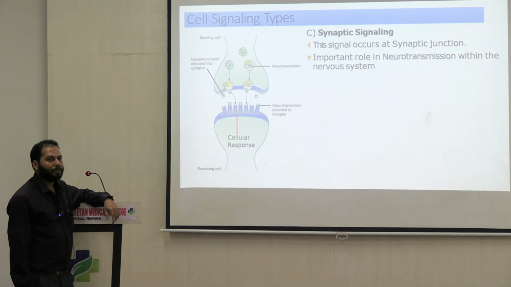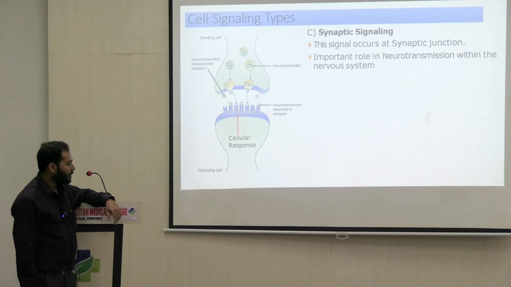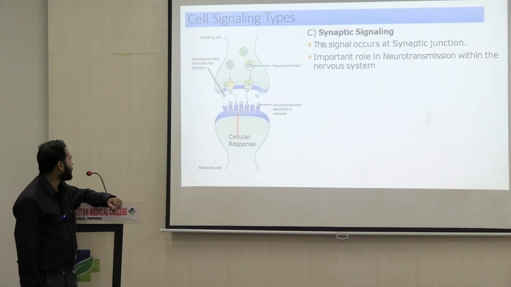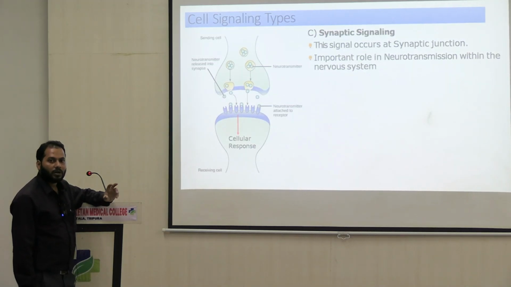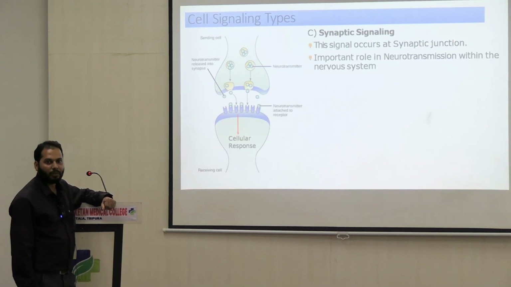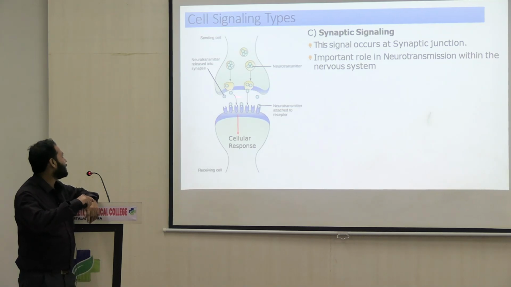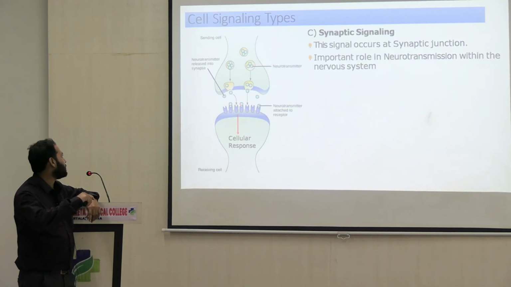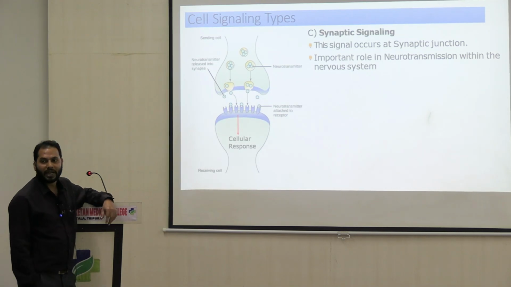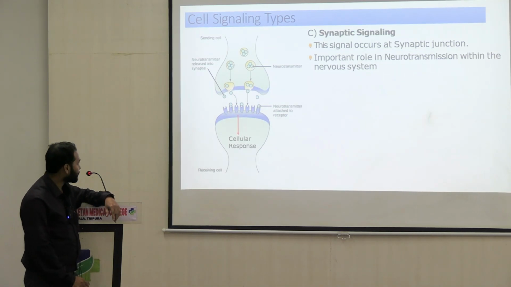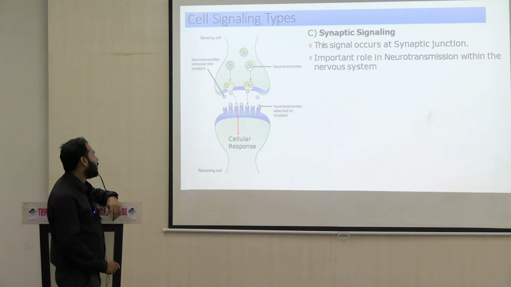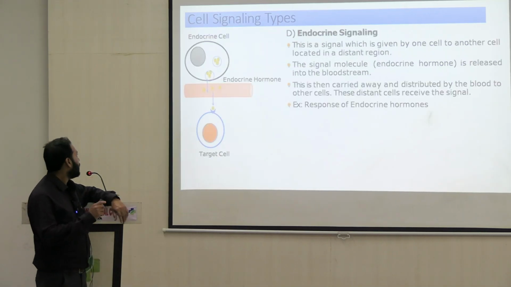What is synaptic signaling? As I've already mentioned, synaptic signaling involves two neural cells. They form a specific zone called a synapse. In that synapse, there is a release of mediators called neurotransmitters. Once released here at the synaptic junction, they bind to the specific receptors. Accordingly, the target cells will give a response. So this is synaptic signaling or synaptic junctions.